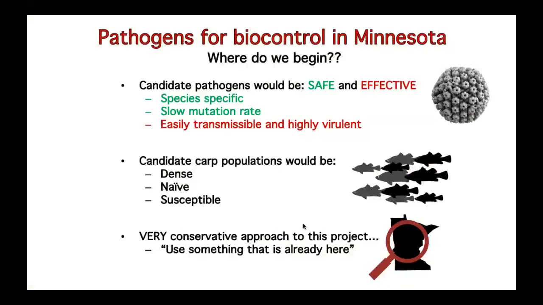So where would we begin for using pathogens for biocontrol in Minnesota? Obviously we want something that's safe and effective. Kind of unpacking that, safe means that it's going to be species specific. It's not going to infect any other fish, only the aquatic invasive species of choice, and it's going to have a slow mutation rate. So I'll unpack that one too.